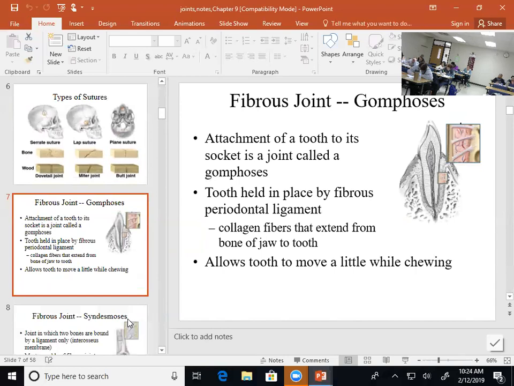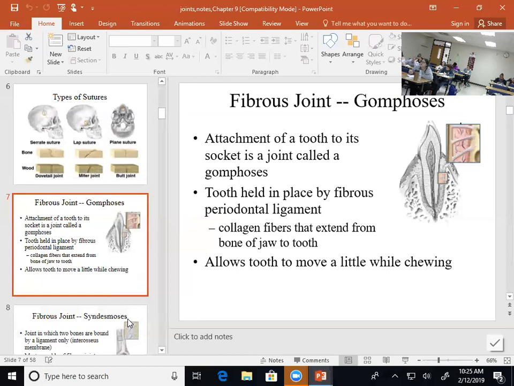The way that this tooth is held to your bone is called a periodontal ligament. What do we know ligaments attach? Bone to bone. Ligaments attach bone to bone. But a periodontal ligament is attaching tooth to bone. The most common cause of tooth loss is not cavities. You might think that, but it's not. The most common cause of tooth loss is periodontal disease, which means it's disease at what joint? The gomphosis is where the disease is.